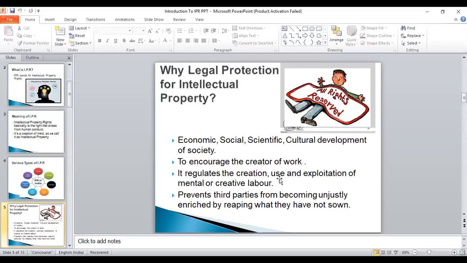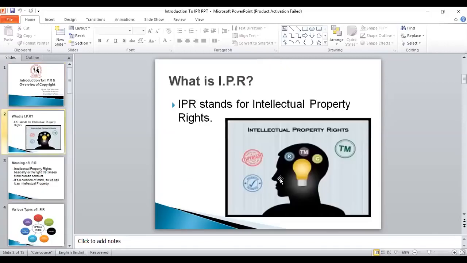Now let's have a very quick recap. We have seen what IPR is today. IPR stands for intellectual property rights. Now we know that human intellect is the only intellect that can create something. Nobody else can do that. No animal can do that, right?